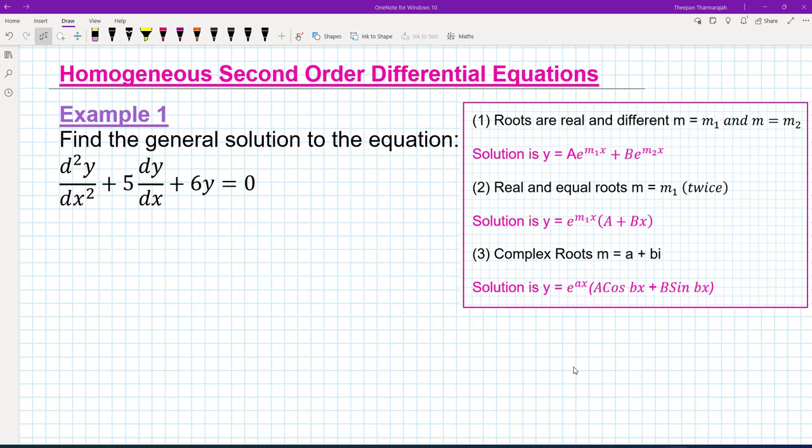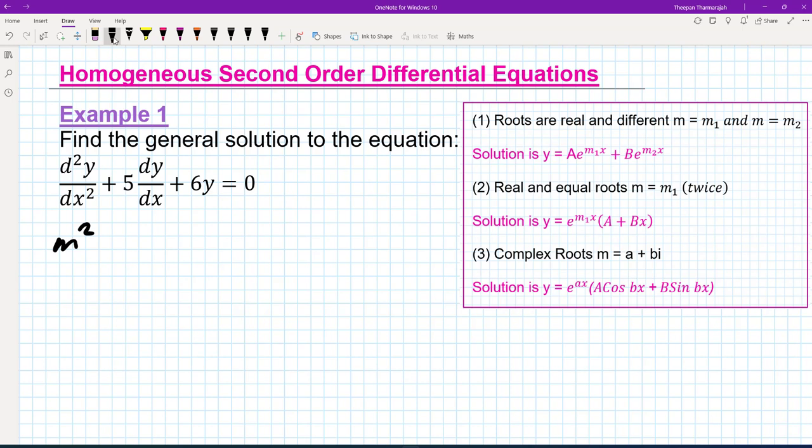In this video, we're going to look at homogeneous second order differential equations, namely the rules regarding these. We look at the first case, when we have roots that are real and different. So we're going to solve this differential equation. We're going to solve the auxiliary equation first.